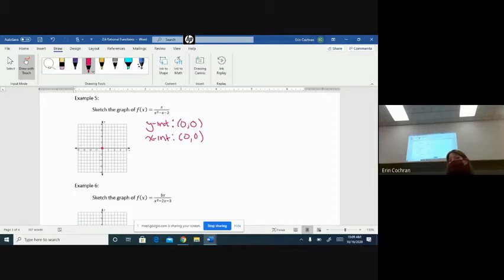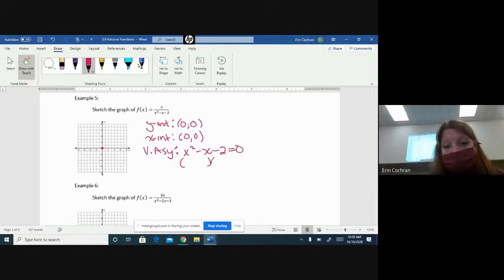All right, now let's go ahead and find our vertical asymptotes. If I want the vertical asymptote, what do I have to do with that denominator? Set it equal to 0. So x squared minus x minus 2 equals 0. So we need to factor it. So what do we get when we factor?